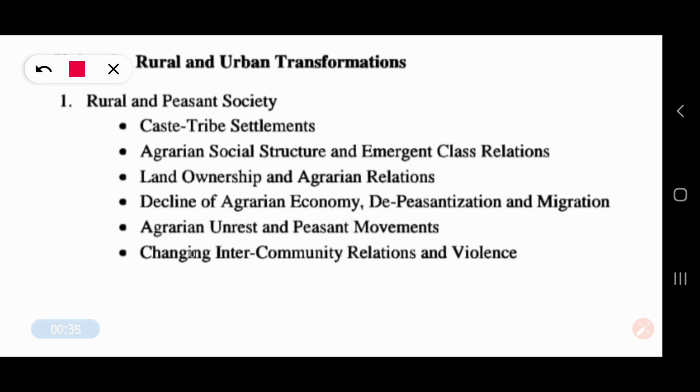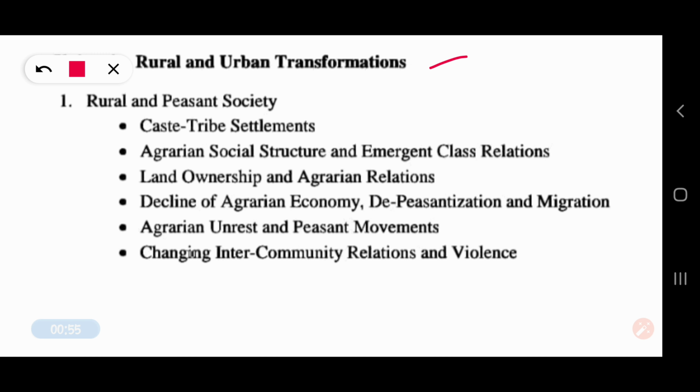The fourth unit we have is rural and urban transformations. Now, this is basically in the old syllabus you had the rural sociology and urban sociology. So, this is more or less that module in a bit refashioned way. So, some more modifications have been made in this syllabus. So, let us see this module.